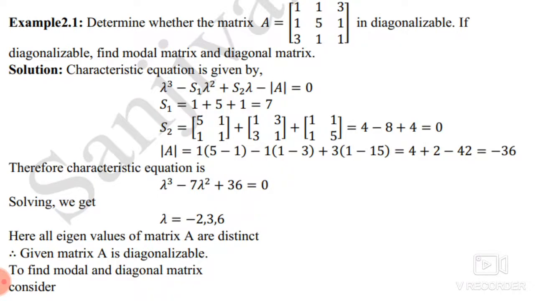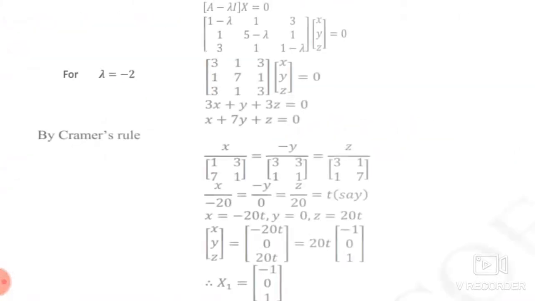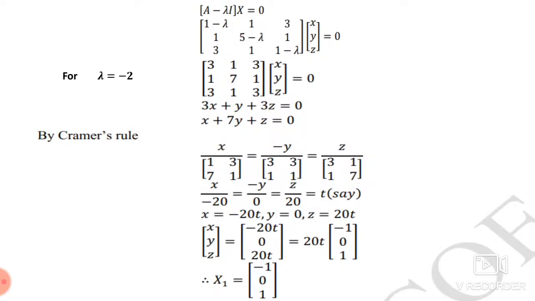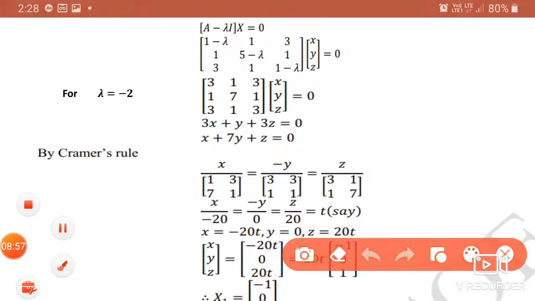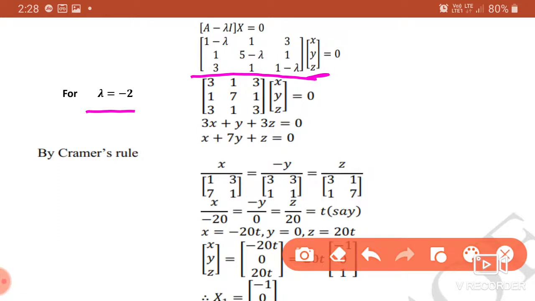To find the model matrix, first we find the eigenvectors. The eigenvector formula is A minus lambda I multiplied by x equal to 0. We have already found the A minus lambda I matrix. Now put the eigenvalues one by one. First for lambda equal to minus 2, substitute in this equation. You will get 3 equations: 3x plus y plus 3z equal to 0, then x plus 7y plus z equal to 0, and 3x plus y plus 3z. So two equations are the same.